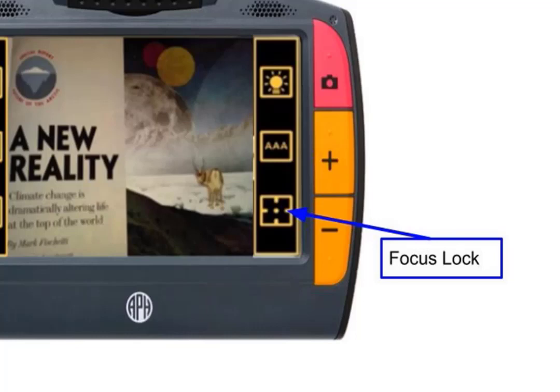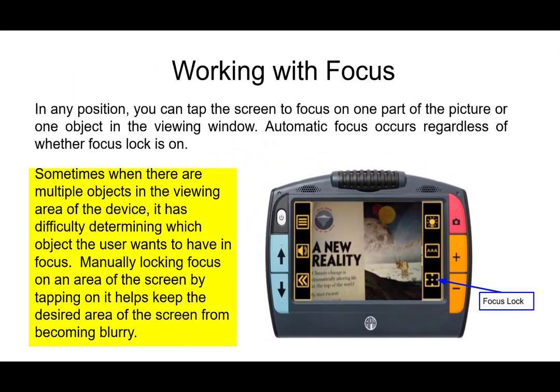Sometimes there are multiple objects in the viewing area of the device, and sometimes, as smart as these devices are, they don't know which item you want to focus on. So you've got to help it out by pointing out and manually locking focus on an area by tapping it on the screen to let the Juno know, hey, I really want to focus on this item, and the other stuff can be blurry, I don't care. This especially is true sometimes when there's an image on a page with text and you want to make sure that text is a little bit less blurry.